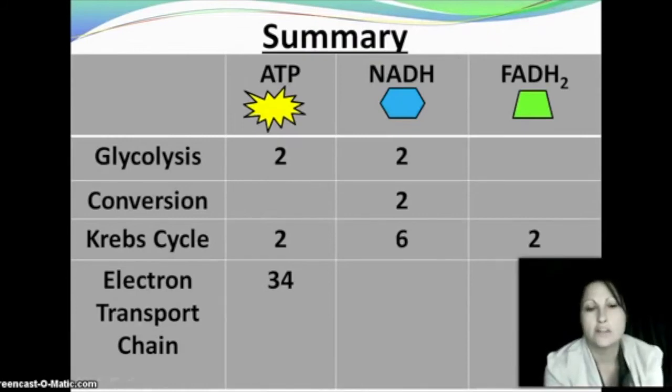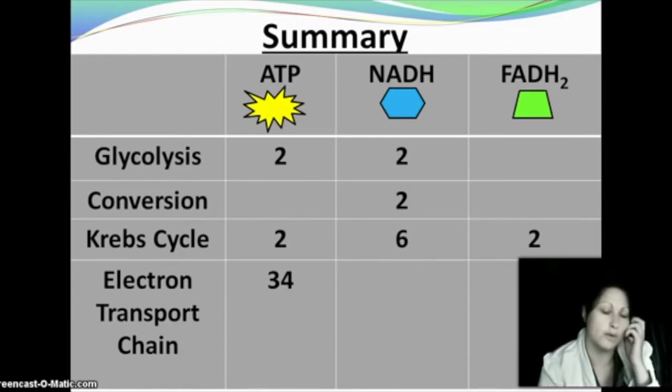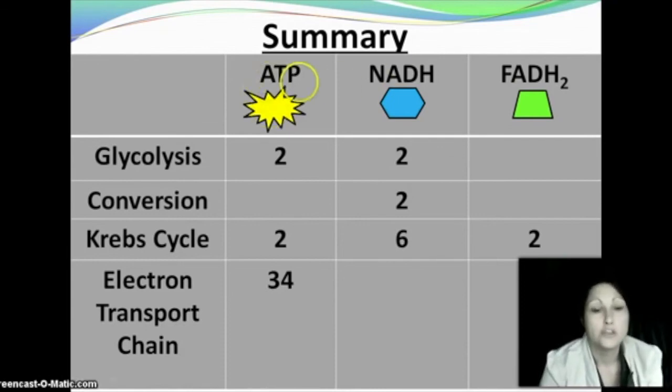This is a summary chart of everything that we just talked about. This would be a really good thing to memorize. It might help you learn to put things where they belong in the course of aerobic respiration. We have our ATPs, our NADHs, and our FADH2s, and then we have our 4 steps here. In glycolysis, we made 2 ATP, 2 NADHs. Conversion, we made 2 NADHs.